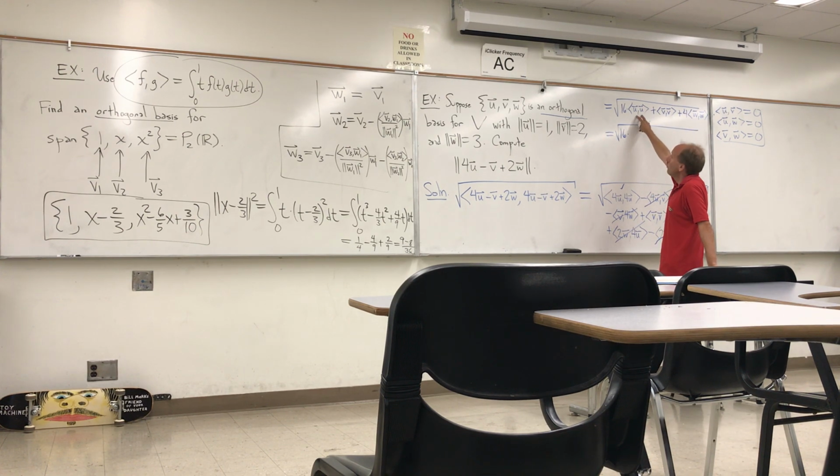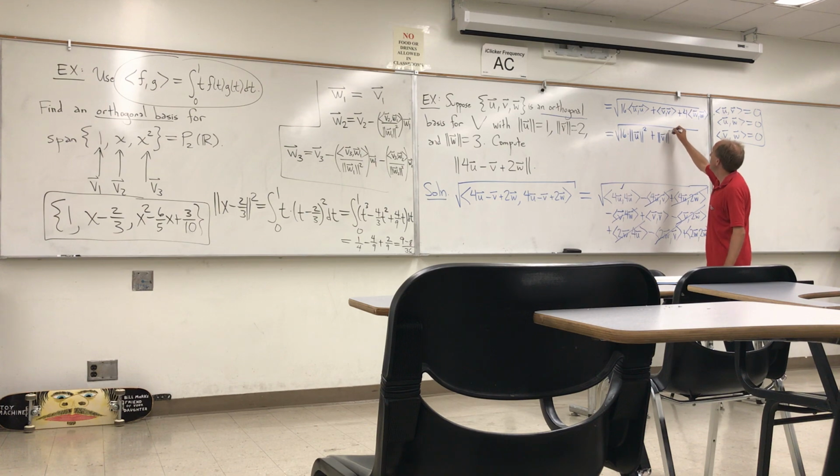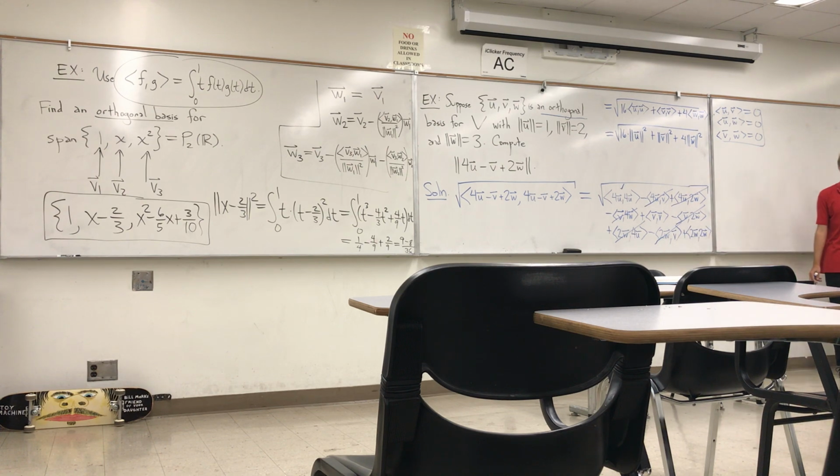16 times... What is the inner product of a vector with itself? That's called the norm of the vector squared, right? So we have that, and then we have the norm of v squared, and then 4 times the norm of w squared. That's really what you're looking at underneath that radical.